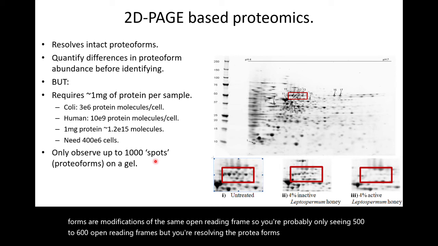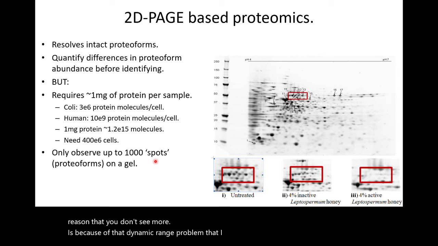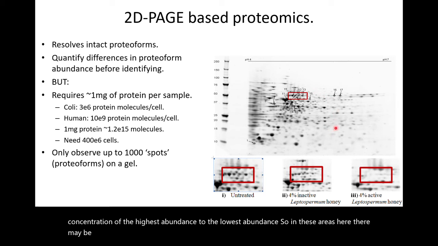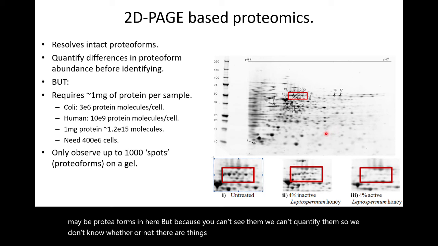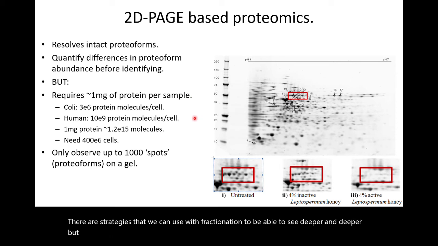So the reason that you don't see more is because of that dynamic range problem that I talked about in the beginning, where the concentration of the highest abundance to the lowest abundance differs hugely. So in these areas here, there may be proteoforms, but because you can't see them, we can't quantify them. So we don't know whether or not there are things in here and whether or not they're changing in abundance. There are strategies that we can use with fractionation to be able to see deeper and deeper, but by fractionating, we need more material.